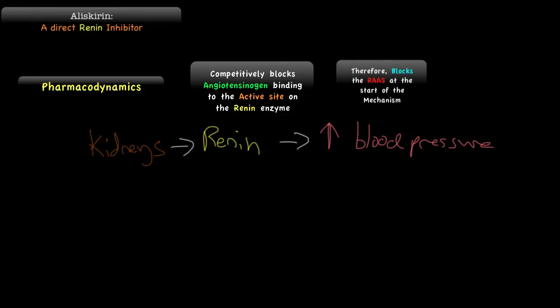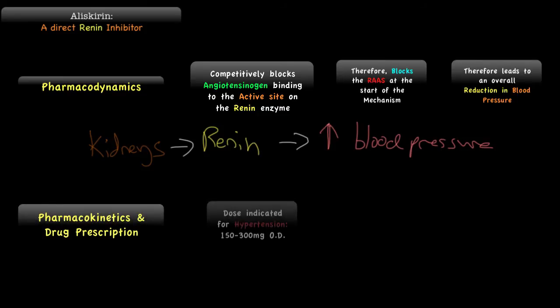Aliskiren's role in overall hypertension management has yet to be fully explored, but theoretically it is a potential avenue that is perhaps more direct in blocking the renin angiotensin aldosterone system than perhaps the other agents that I'm going to mention later on in the video. So in terms of pharmacokinetics, a dose of 150 to 300 milligrams is indicated for hypertension, and this is given once daily through the oral administration route.